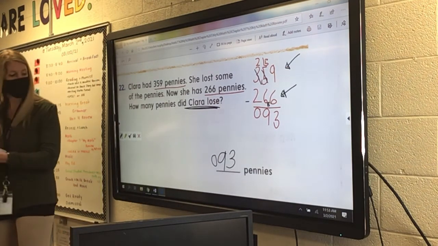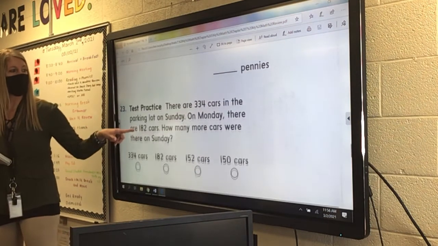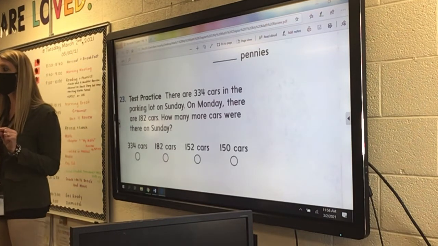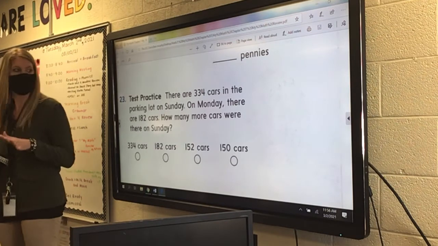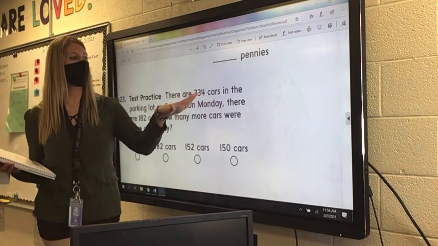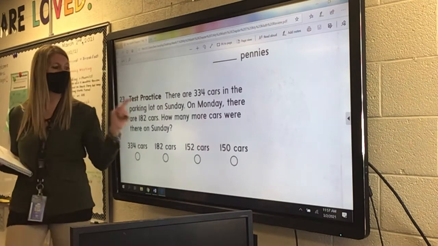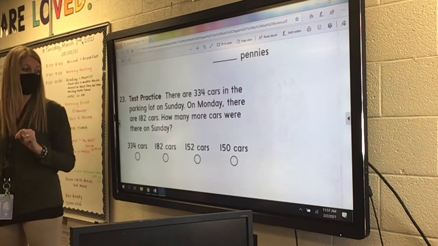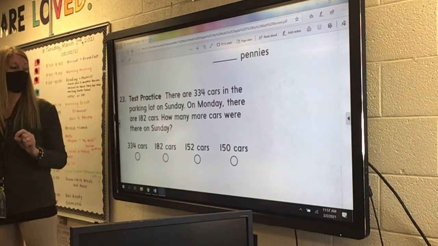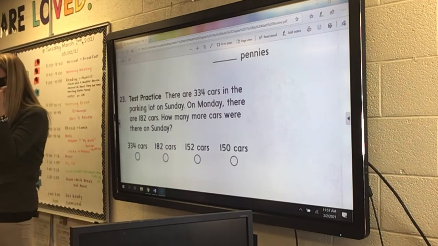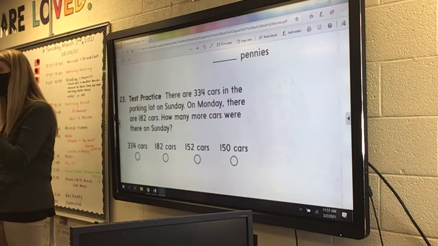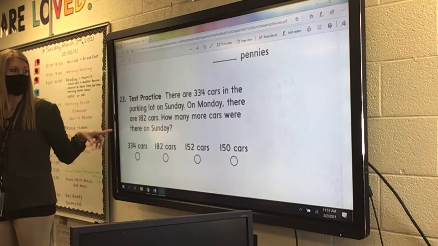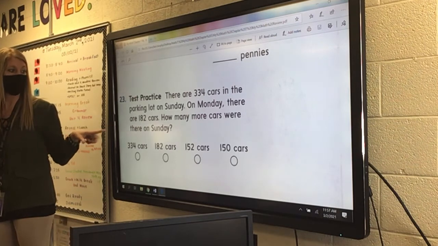Okay, the last one. I think this is our last one. Yep, number 23 at the bottom. All right, here's a test practice. You might see this on a test where you have a story problem, and then you have to fill in the right answer, or the answer that you think it is. There are 334 cars in the parking lot on Sunday. On Monday, there are 182 cars. How many more cars were there on Sunday? So I see the words, how many more? So right away I know I need to subtract. So I'm going to take the cars in the parking lot on Sunday and subtract the cars on Monday.